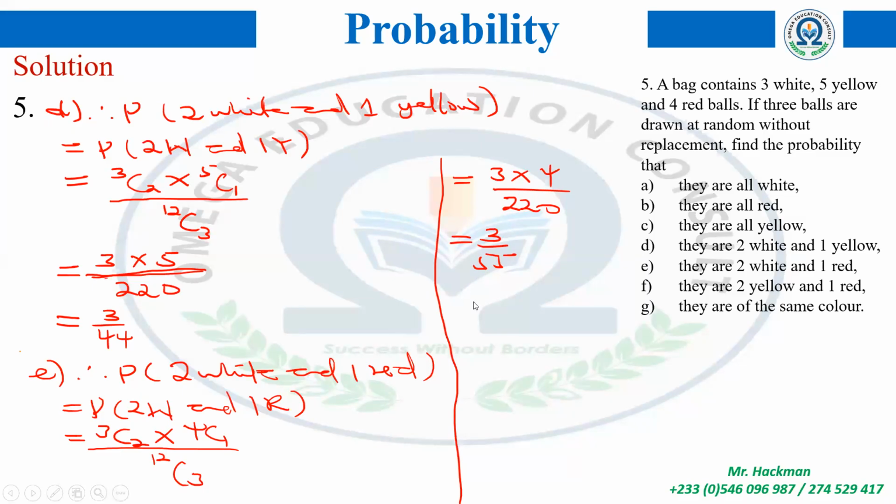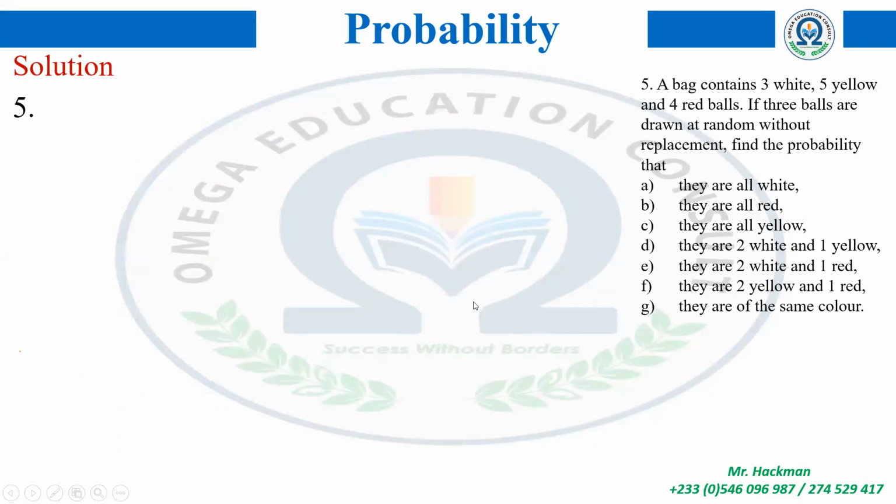Okay, so now let's look at the last one, which is the G. What are we given there? We said they are of the same color. So P, you can write same color, or they are same color. I am going to write P, same color. So this will be equal to P, same color. Take notes. This is what we are going to have.